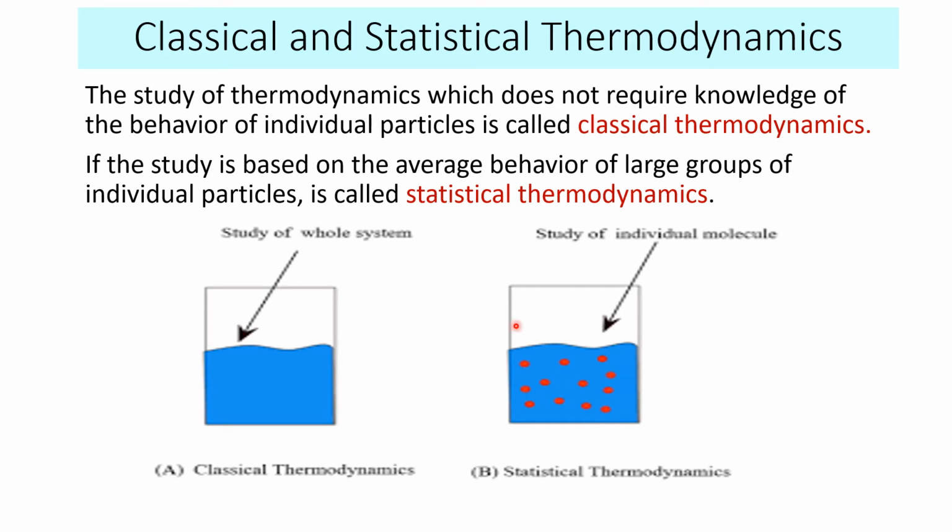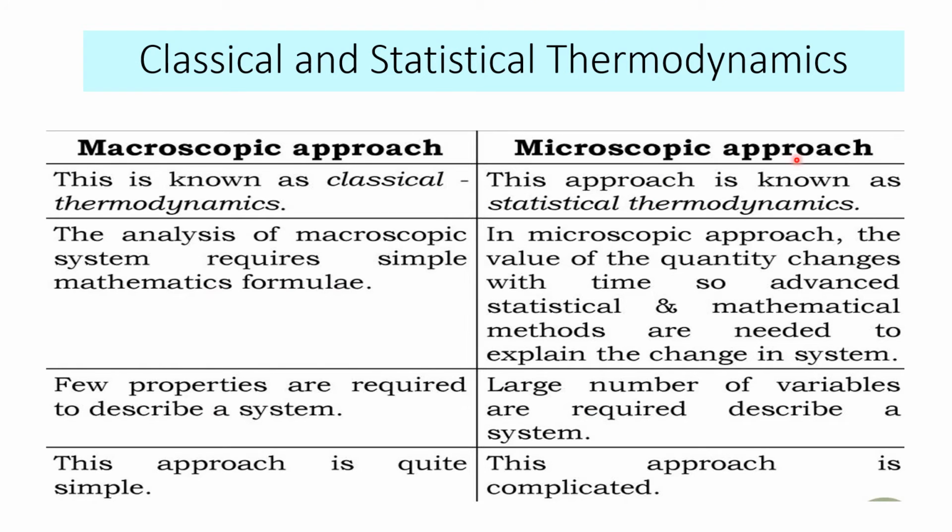So usually this classical thermodynamics is studied. Classical thermodynamics is also known as the macroscopic approach. Macroscopic approach is also known as classical thermodynamics, whereas the microscopic approach is known as statistical thermodynamics. So now let us study some differences between these.